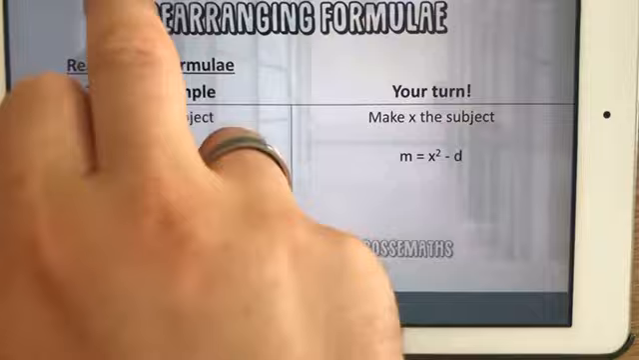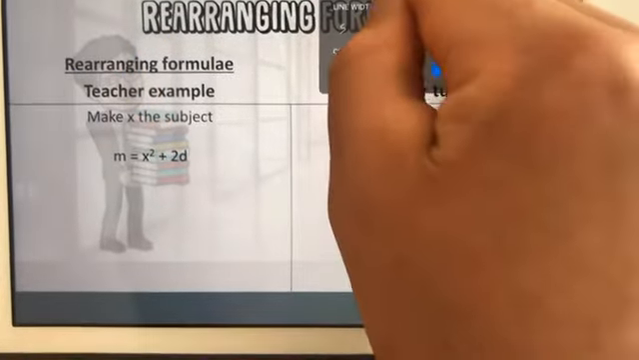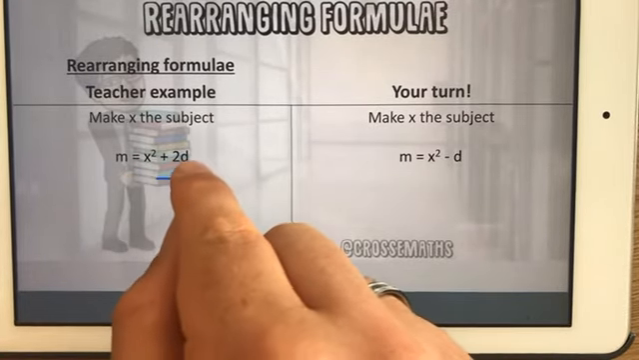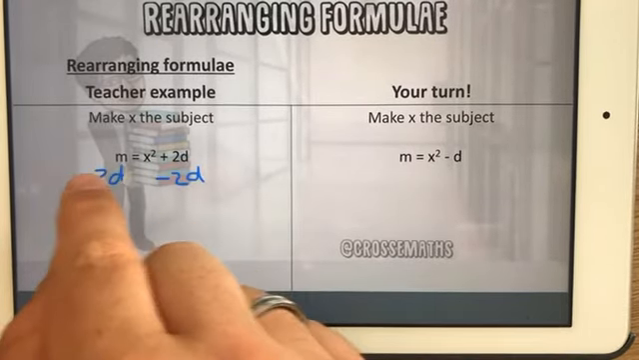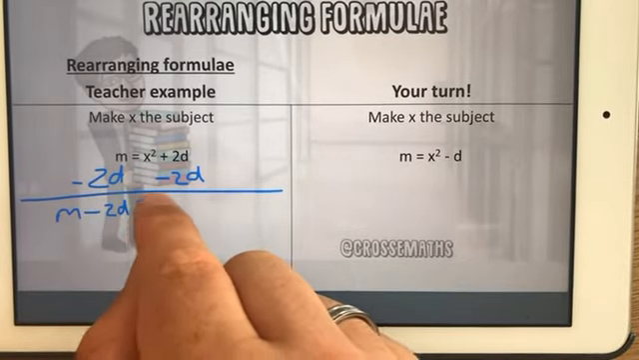Right guys, first one on the left. Sorry, I was supposed to do this one for you, start us off. First one on the left, okay, what we've got. Okay, well done if you started already. I want to get x on its own, so I'm going to take away 2d from both sides. And with m, take away 2d, all equals x squared.